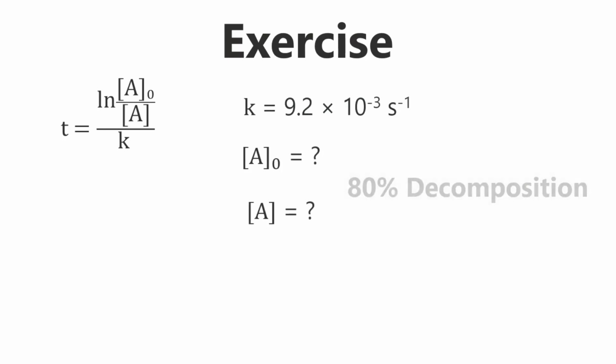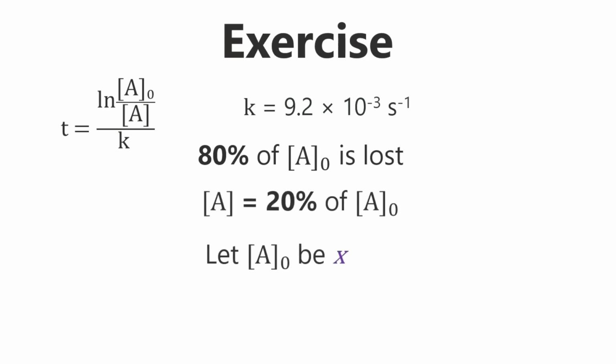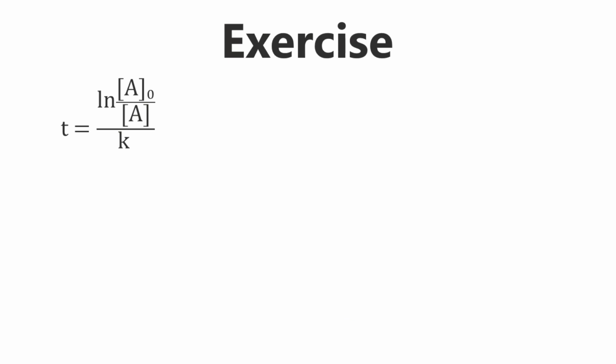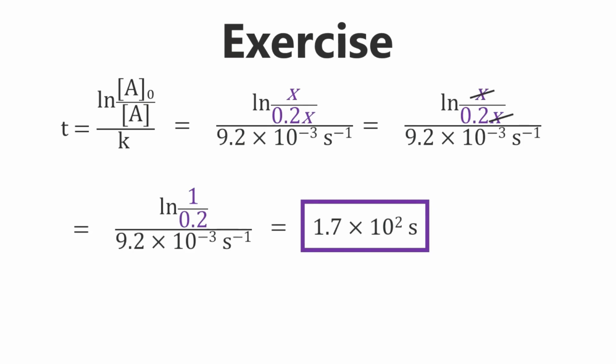But remember that 80% of the sample has decomposed, meaning 80% of the initial concentration is lost while 20% remains. The remaining concentration is the value of A. Let A0 be x and A be 0.2x. We can now plug in the values. Then we cancel x, and then we get an answer of 1.7 times 10 squared seconds.